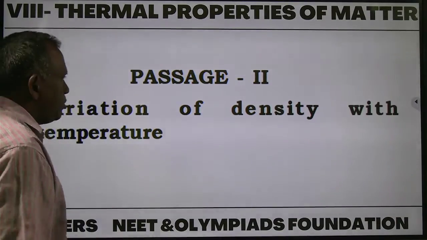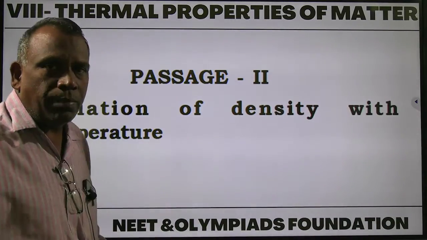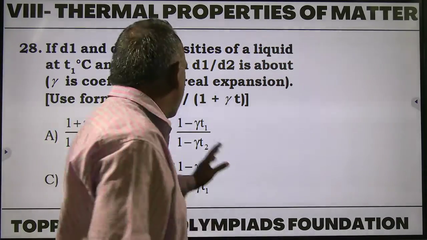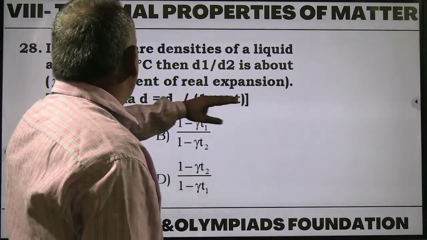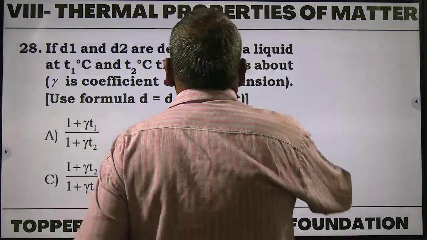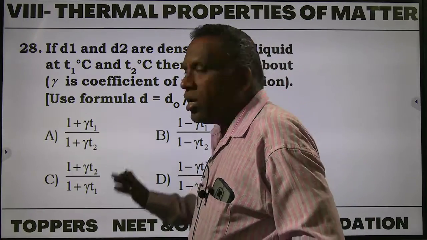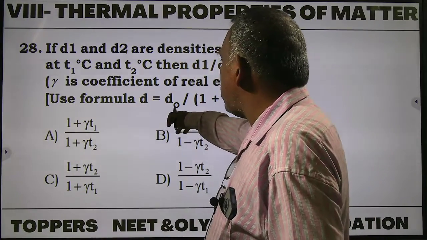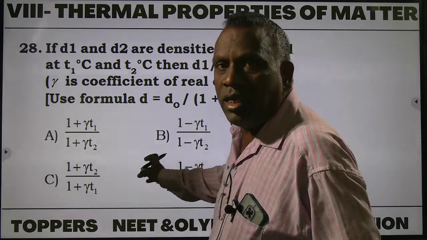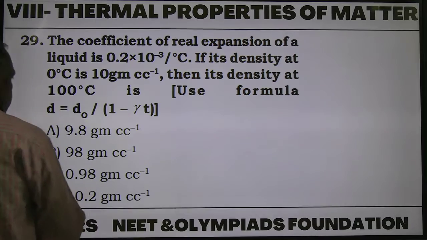So then next one is variation of density. Variation of density with the temperature. The passage 2 questions, if you observe here, the 28th question: if D1 and D2 are the densities of the liquid at temperature T1 and T2, then D1 by D2 is equal to what? See the formula here, d is equal to d naught upon 1 plus gamma t. This is the formula.